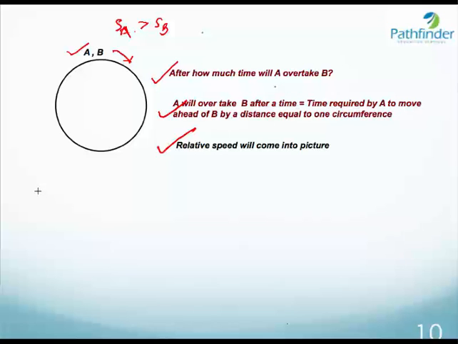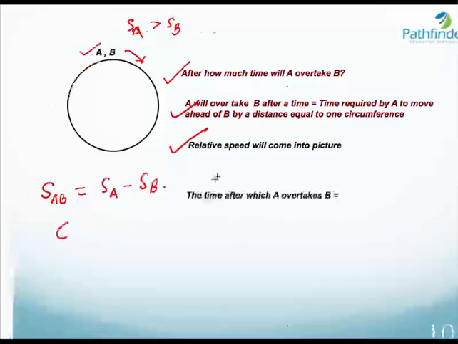Because they are both moving in the same direction, the relative speed between A and B, designated as SAB, will be equal to speed of A minus speed of B. And what is the distance by which A goes ahead of B? That distance is C. So the time after which A overtakes B must be equal to distance divided by the relative speed, and that must be equal to the circumference C upon SA, the speed of A, minus the speed of B.